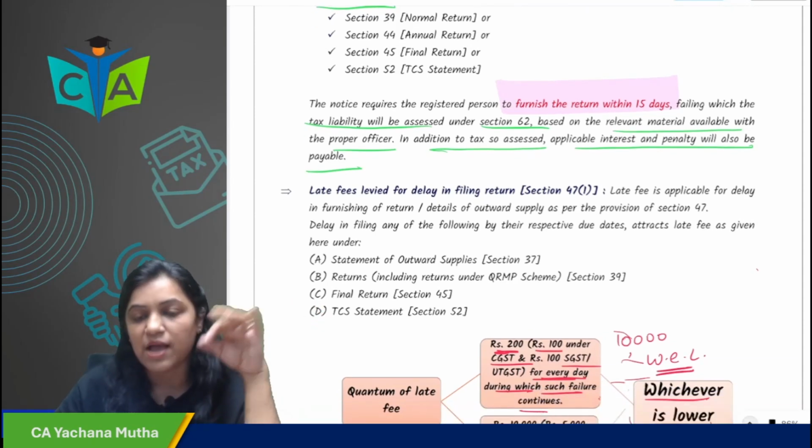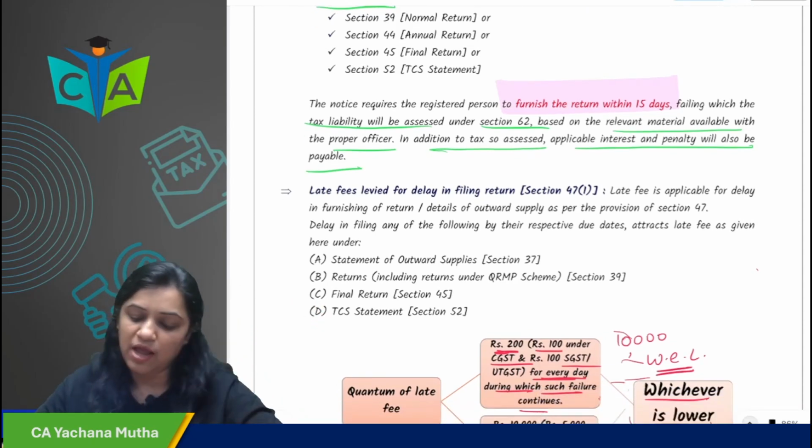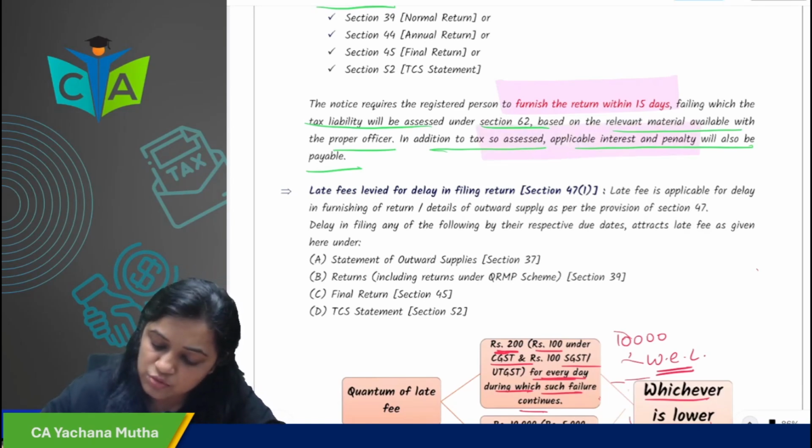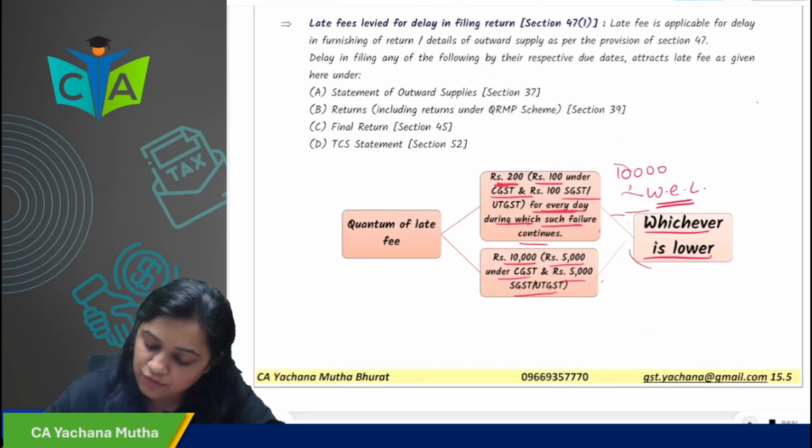So in addition to tax, applicable interest and penalty will also be available. Okay. Now, late fees levied in case of delay in filing return.